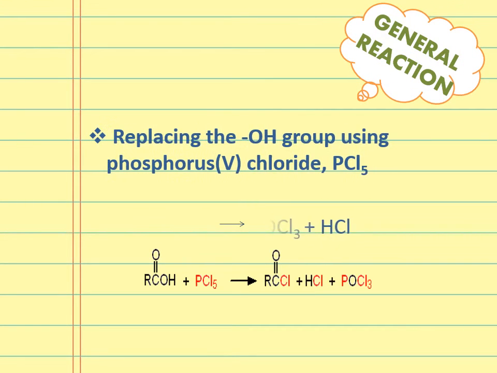First, replacing the hydroxyl group using phosphorus pentachloride. Phosphorus pentachloride is a solid which reacts with carboxylic acids in the cold to give steamy acidic fumes of hydrogen chloride. It leaves a liquid mixture of the acyl chloride and a phosphorus compound, phosphorus trichloride oxide, or phosphorus oxychloride. The acyl chloride can be separated by fractional distillation.